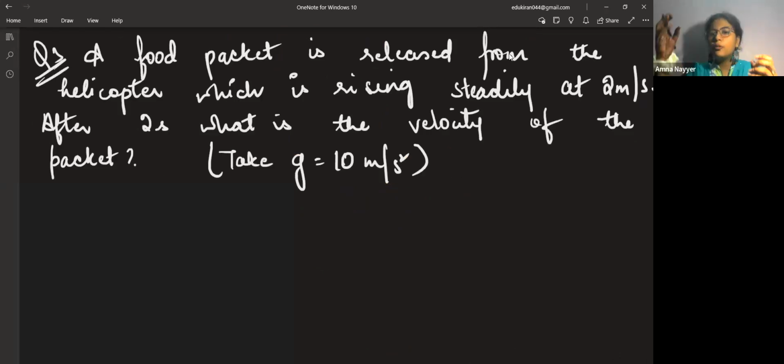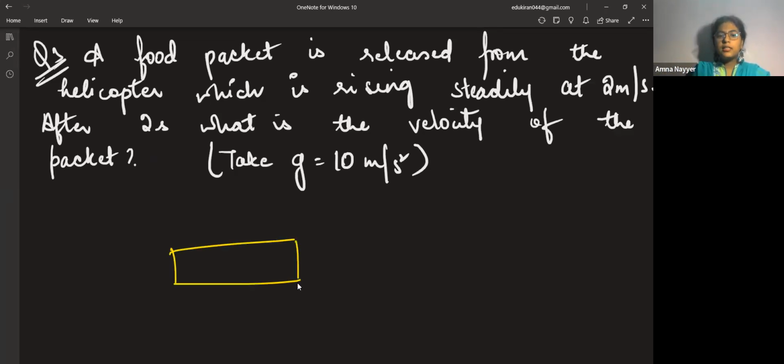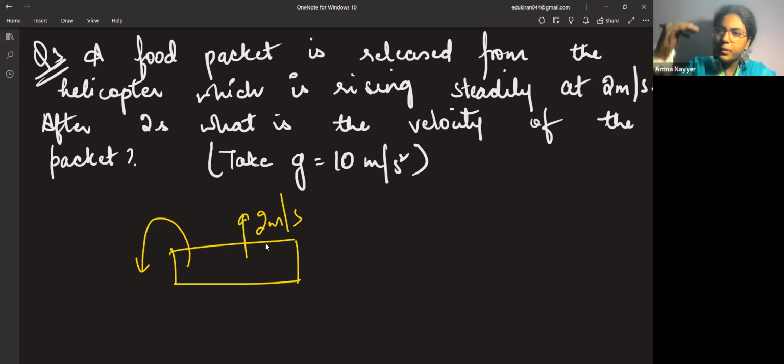It says that a food packet is released from a helicopter. Suppose a helicopter is there, and a food packet is released from it. Now the helicopter is moving, it is saying, which is rising steadily at 2 meters per second. Means this helicopter is rising at 2 meters per second. This is moving and a food packet was dropped from it. What is the velocity of the packet?